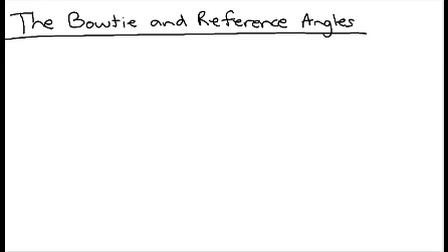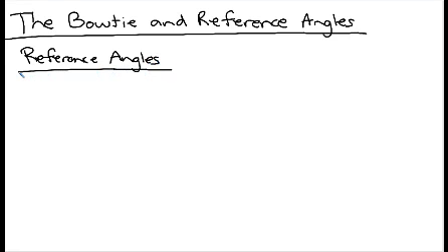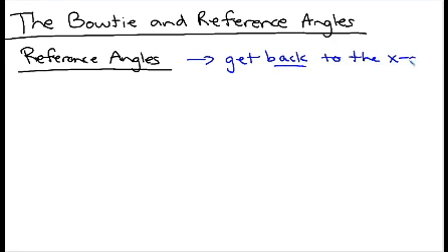All right, but first, I cannot do the bow tie until I know how to find reference angles. If I'm going to find the reference angle for any angle, then all I have to remember is that I need to get back to the x-axis.